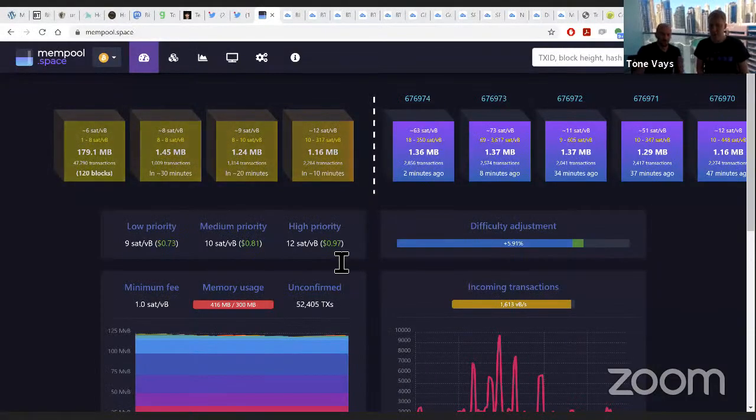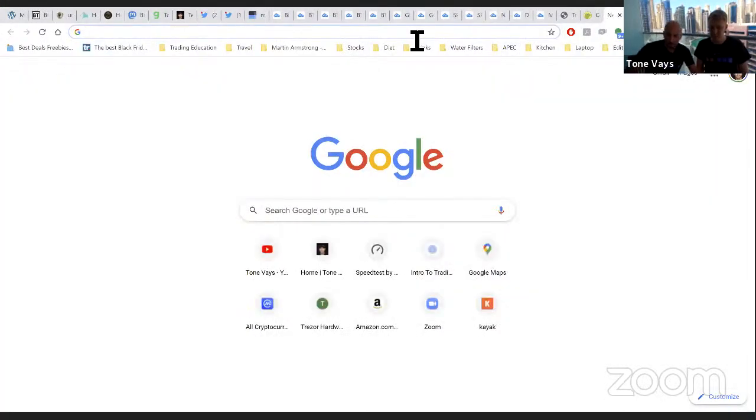Let's talk a little bit about the fee estimation. I'm gonna go back to screen share. Fee estimation is very challenging. And actually, I'm gonna go to one more page. It's always challenging to start Googling.